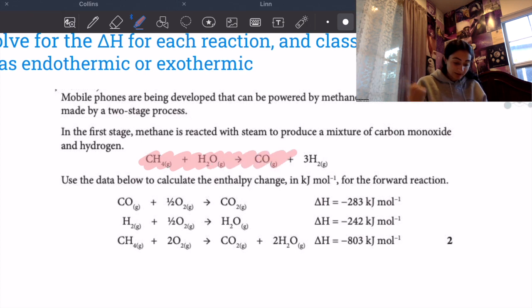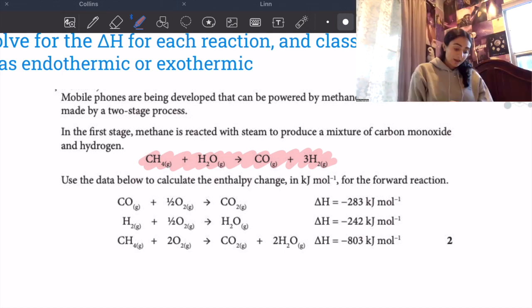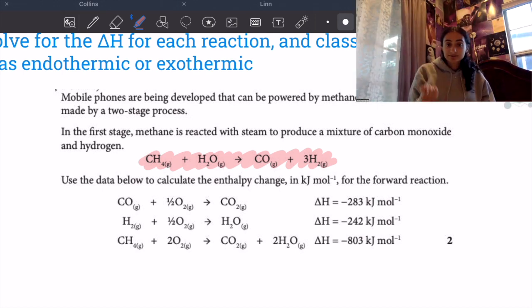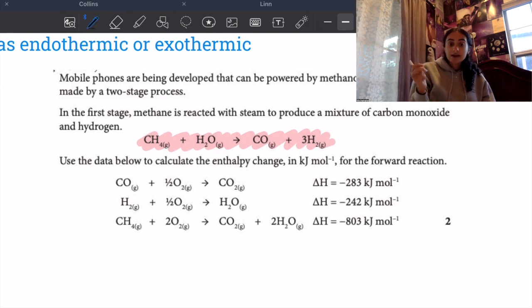Methane plus water yields carbon monoxide and 3 hydrogen gas molecules. And we have these steps of the reaction with their respective delta H values. So we want to look for what we need to multiply each of these reactions by in order to get the coefficients to properly line up and match our overall reaction. There's not a super strict method for going about this.